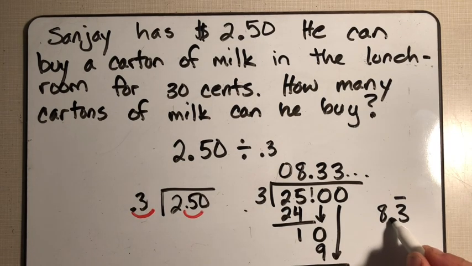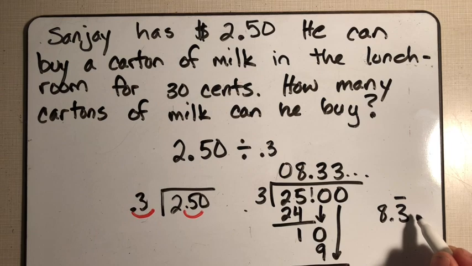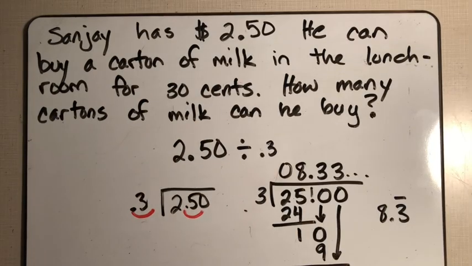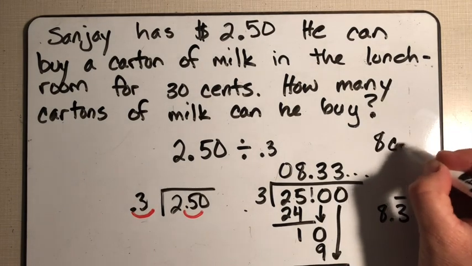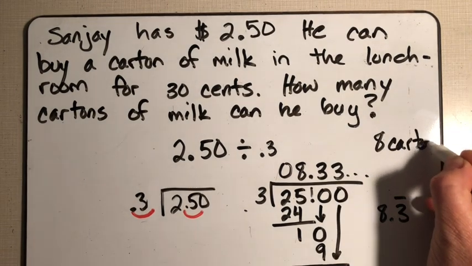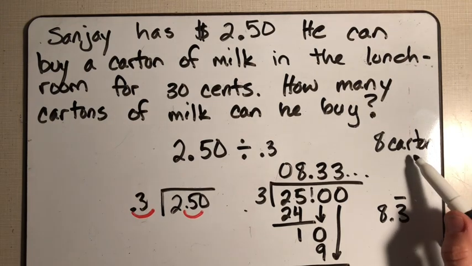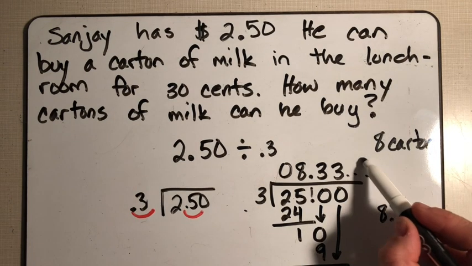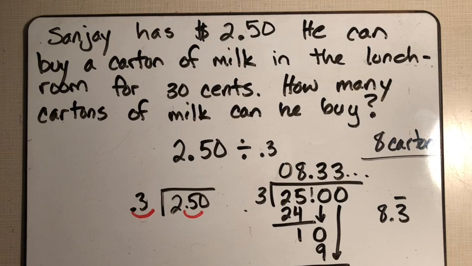He doesn't have enough to buy 9 cartons of milk, but he has more than he needs to buy 8. So if they ask me how many cartons he can buy, I'm going to say he can buy 8 cartons. He'll have some money left over, but he can only buy 8 cartons. He can't buy 9 cartons, and you can't buy part of a carton of milk.